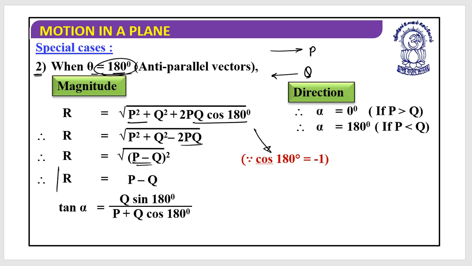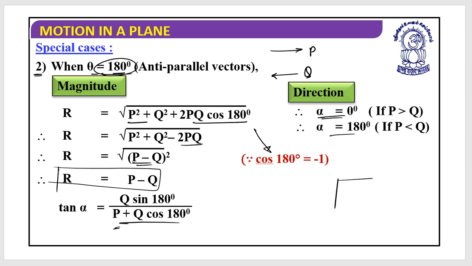So R is equal to P minus Q, and its angle with the horizontal axis is tan alpha equals Q sine 180 degree divided by P plus Q cos 180. As I know, if P is greater than Q, then alpha would be equal to 0, and if P is less than Q, then alpha would be equal to 180 degree. I hope this is clear.